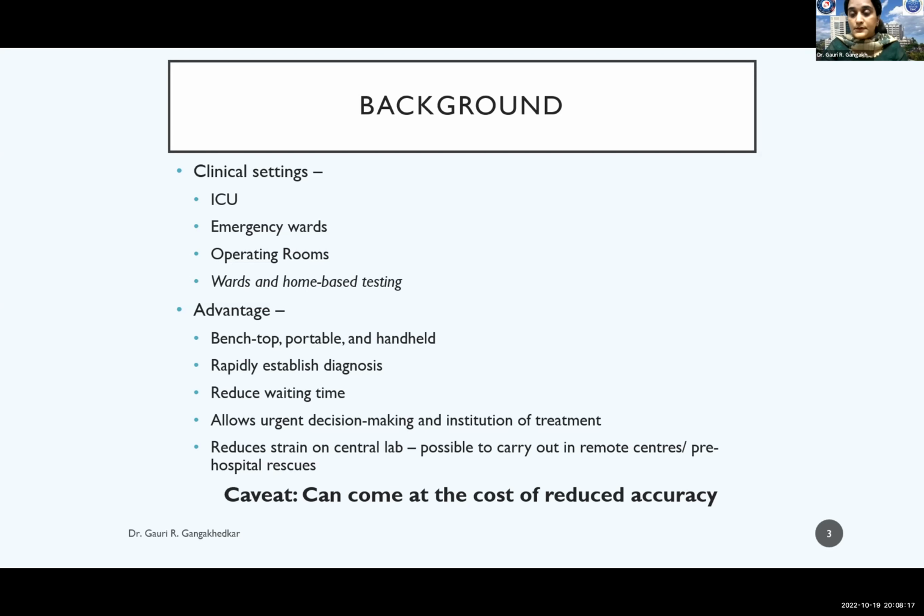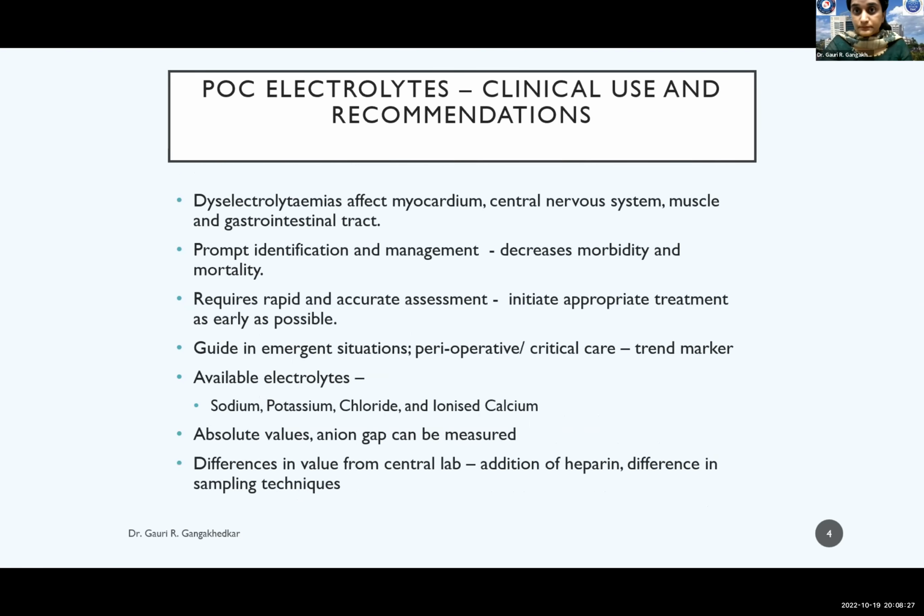So in a country like ours, to actually have point-of-care testing implemented on a large scale would be useful. There is a caveat. This comes at a cost of reduced accuracy for a lot of tests. Now let's look at point of care testing to begin with.